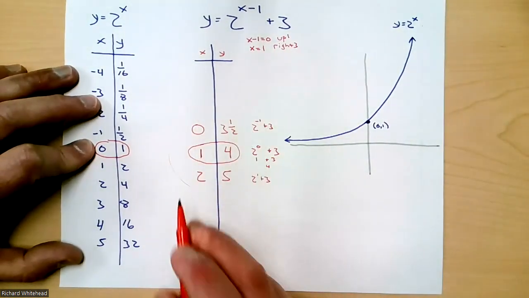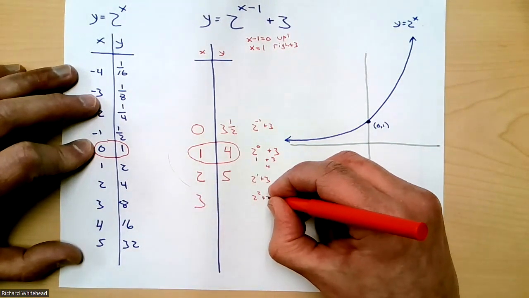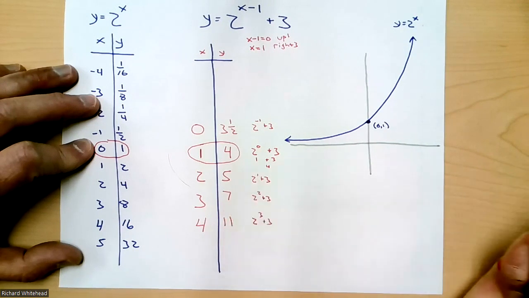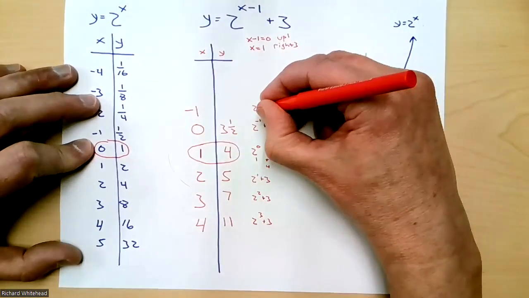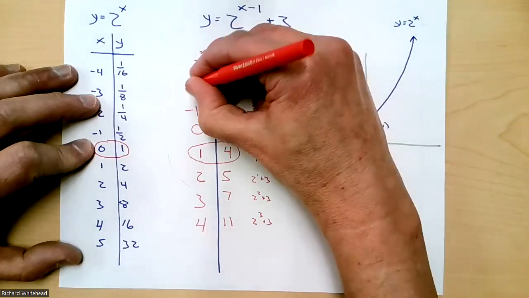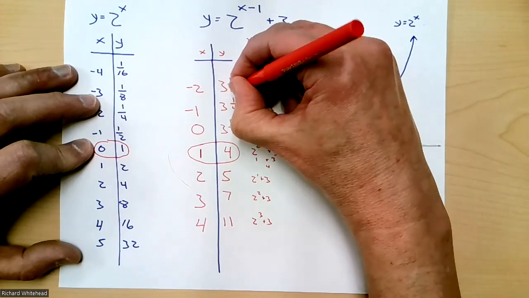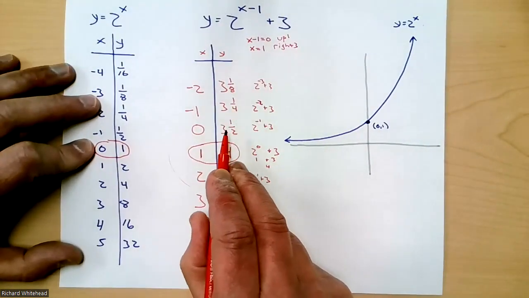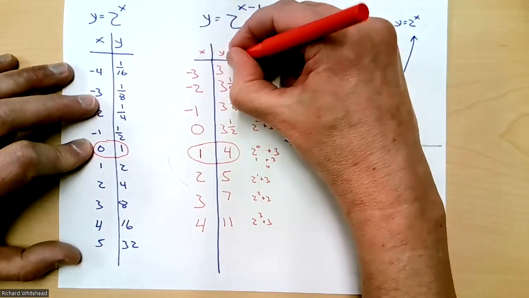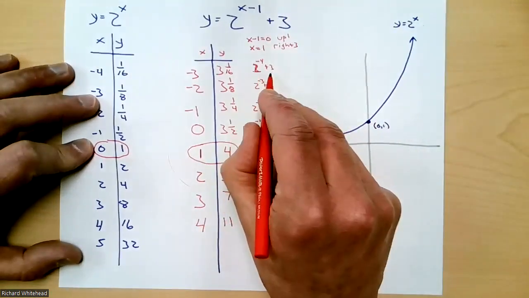So we're always going to want at least 3 points. Never hurts to do more. So let me see. If I plug in 3, that would be 2 squared plus 3. So 7. If I plug in 4, that'd be 2 to the third plus 3, which is 11. If I go over here and plug in negative 1, that'd be 2 to the negative 2, which is 1/4. So that'd be 3 and 1/4. If I plug in negative 2, that'd be 2 to the negative 3 plus 3. So what do you know? That's 3 and 1/8. If I plug in negative 3, that's going to be 3 and 1/16, because that'd be 2 to the negative 4 plus 3, which is 1/16 plus 3.